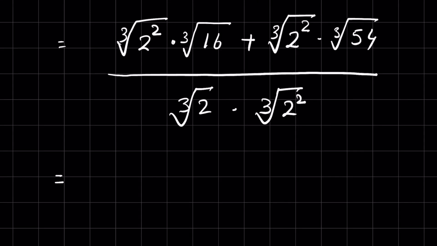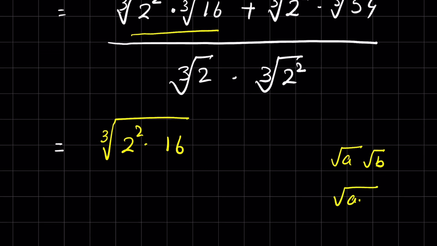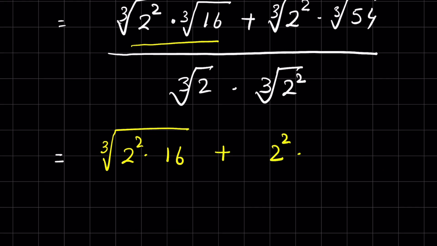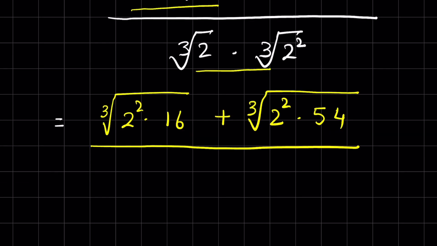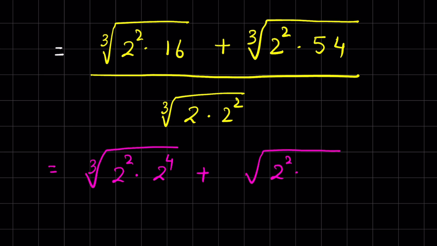Now we can write this as cube root of 2 square times 16, because when root a is multiplied to root b, we can write it as root of a times b. So then plus cube root of 2 square times 54, upon this also cube root of 2 times 2 square. Now 2 square times 16 we can write as 2 raised to the power 4 under cube root, plus 2 square times 54, we can write it as 2 times 27 under cube root, or 27 we can write as 3 raised to the power 3.